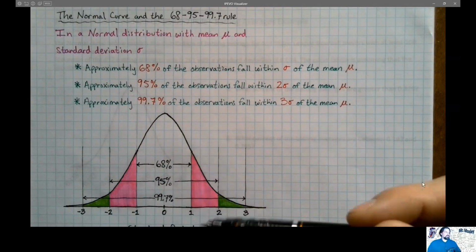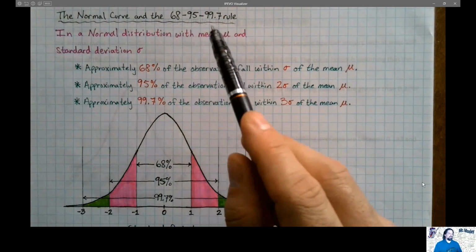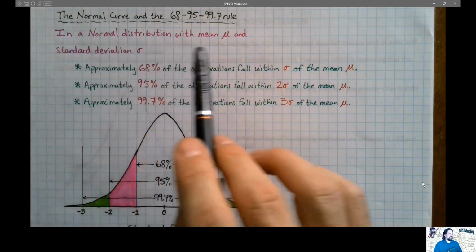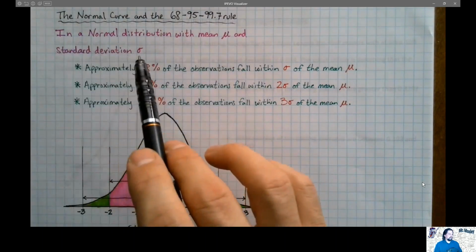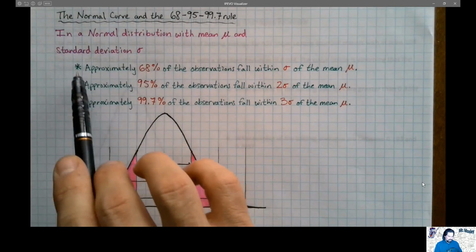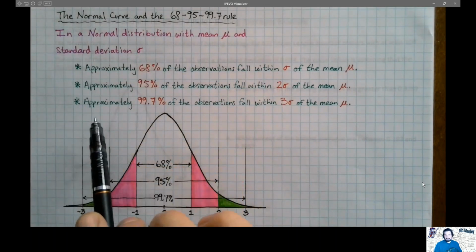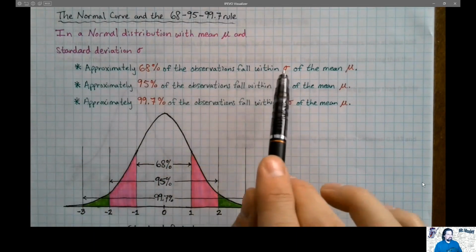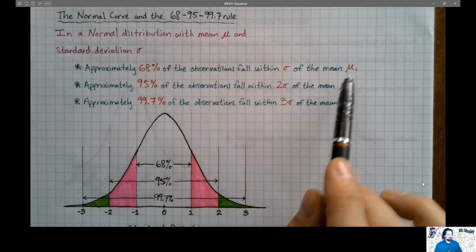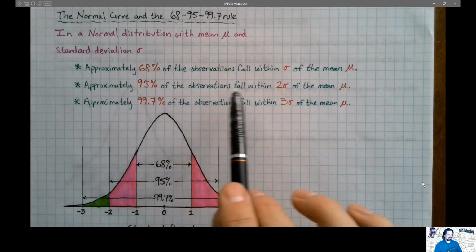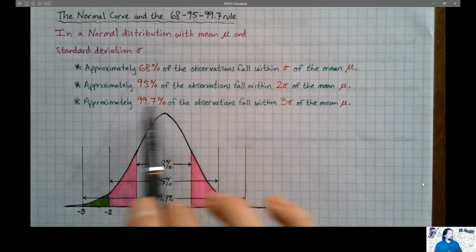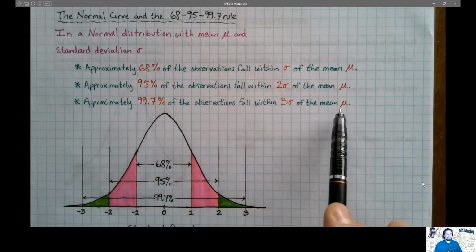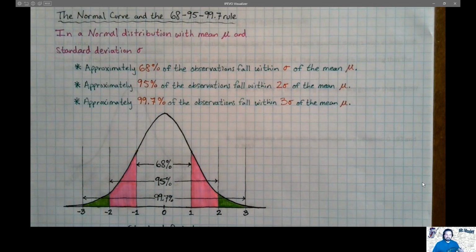All right, so here are our notes for the normal curve and the 68, 95, 99.7 rule, otherwise also known as the empirical rule. In a normal distribution with mean mu and standard deviation sigma, we have these three approximate percentages that occur. Approximately 68% of the observations fall within one standard deviation of the mean. Approximately 95% of the observations fall within two standard deviations of the mean. And approximately 99.7% of the observations fall within three standard deviations of the mean. When we say within, that's to the right or the left of the mean.